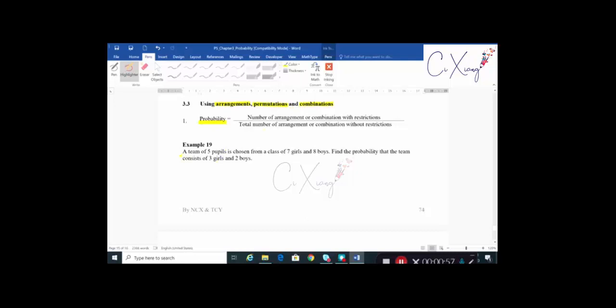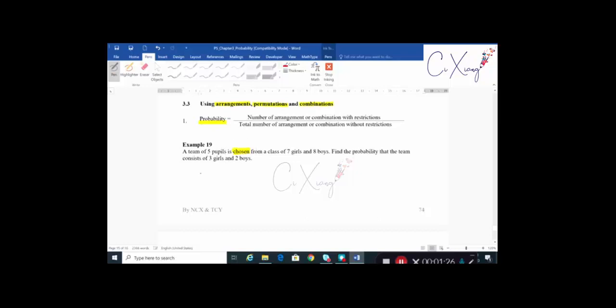For example 19, a team of 5 pupils is chosen from a class of 7 girls and 8 boys. They want to find the probability that the team consists of 3 girls and 2 boys. I would like you to highlight the keyword chosen. Chosen tells you that generally you have to use combination in this question. It does not involve any arrangement. Chosen means selection, so you have to use combination here.